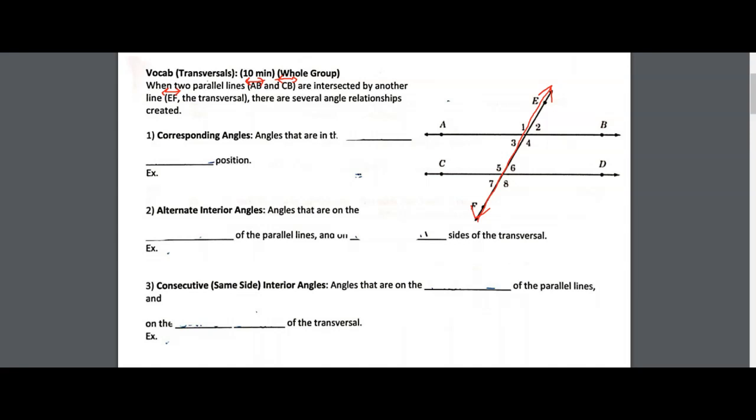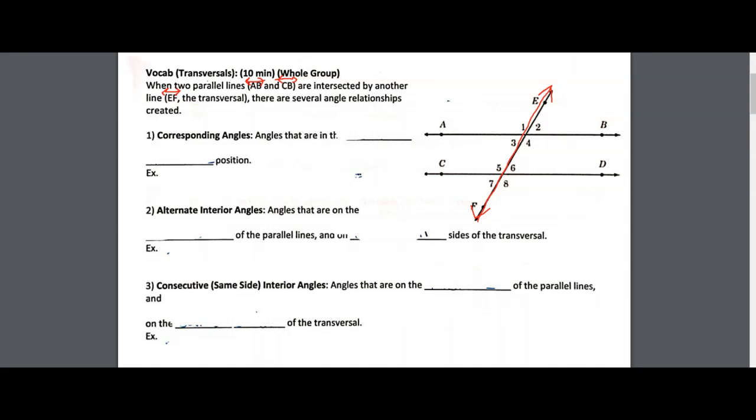When this occurs, there are several angle relationships that are created, and these relationships may be things that you've heard of before. You may have worked with them before in your middle school math curriculum, depending on how far you got in your geometry units. So vocab may be new to you, may not be new to you, but we need to make sure all of us have a solid foundation because we're going to be using it a lot throughout this unit and throughout the rest of the year.